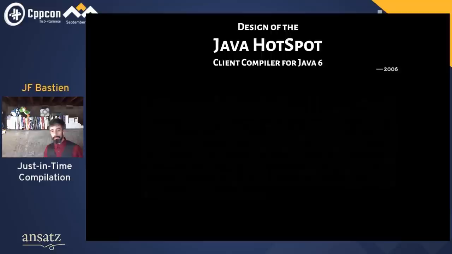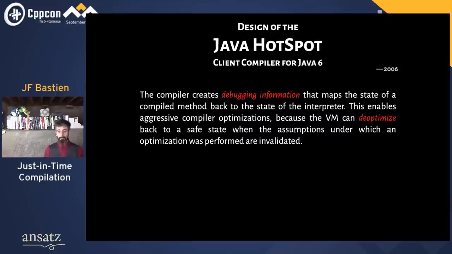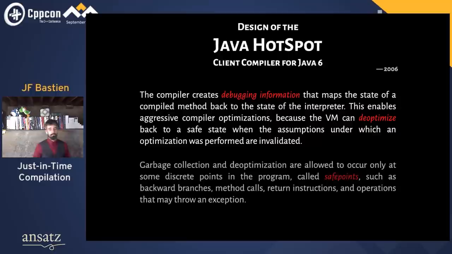The compiler creates debugging information that maps the state of a compiled method back to the state of the interpreter. Right? We talked about that earlier. This enables aggressive compiler optimizations because the VM can de-optimize back to a safe state where the assumptions under which an optimization was performed are invalid. So garbage collection and de-optimization are allowed to occur only at some discrete points in the program called safe points, such as backwards branches, method calls, return instructions, and operations that may throw an exception.